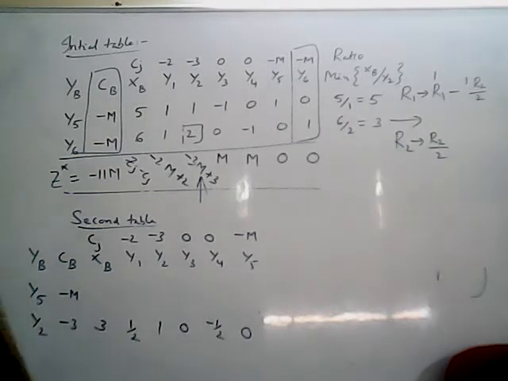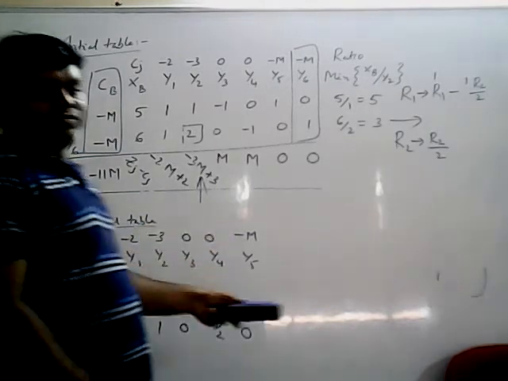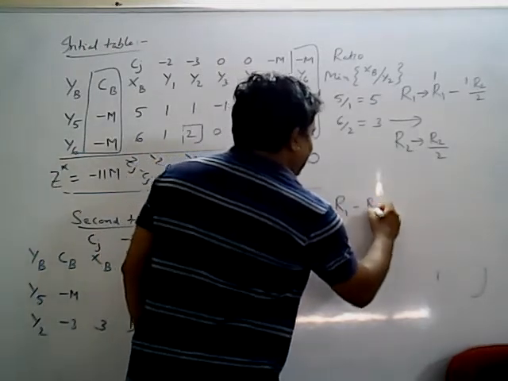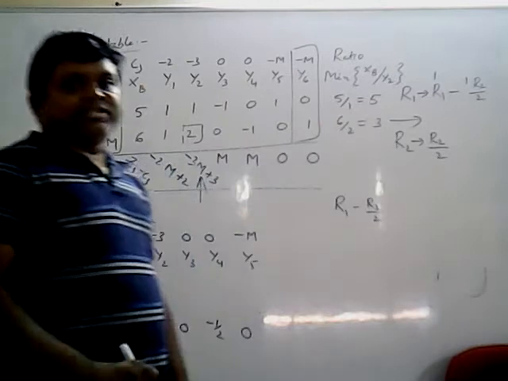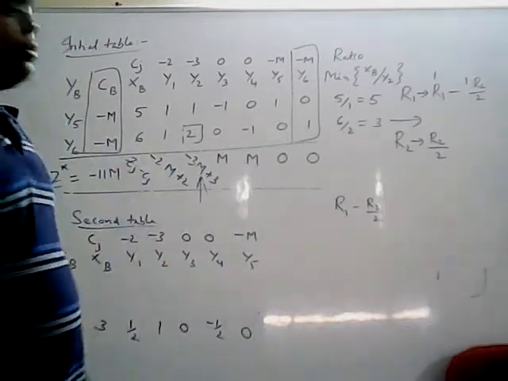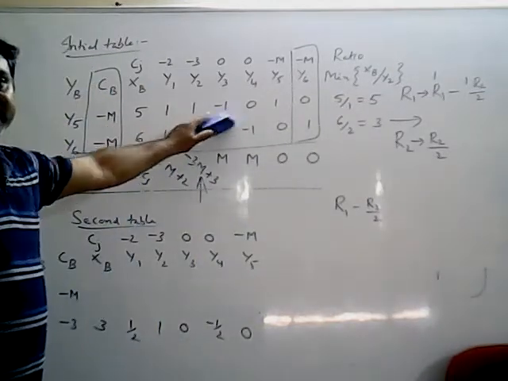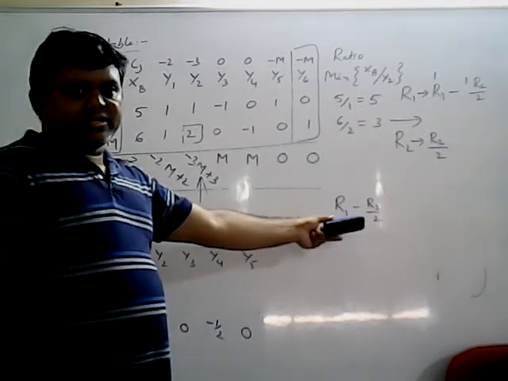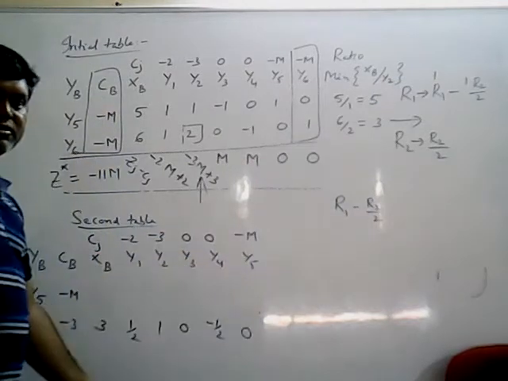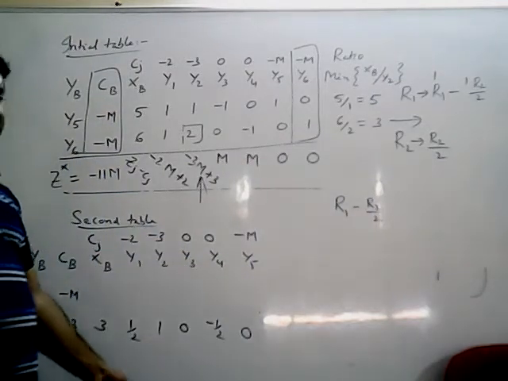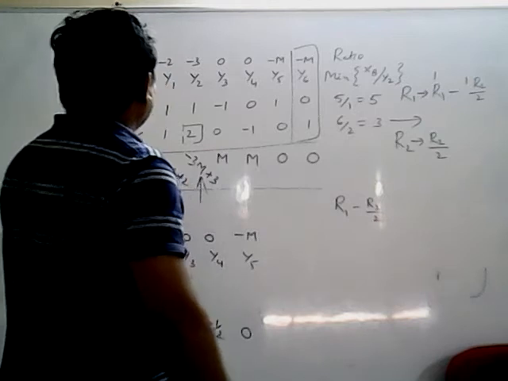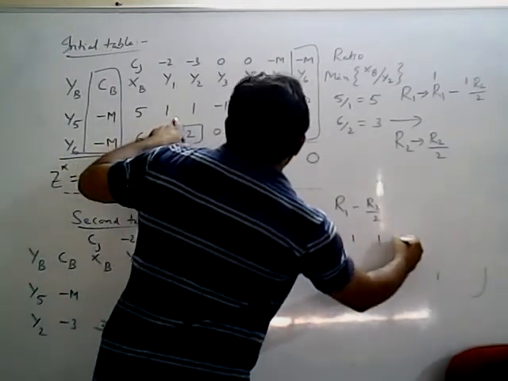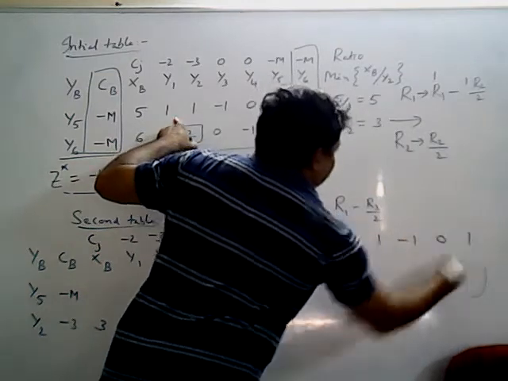Next you have to write the first row. There is an operation for the first row. What is the first row operation? I will write it here: R1 minus R2 by 2. Here R1 means the first row is copied as it is. For the calculation part, you can do it on the right side, or below the table. R1 minus R2 by 2. What is the first row? 5, 1, 1, minus 1, 0, 1.